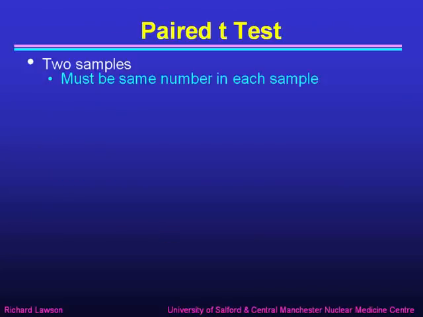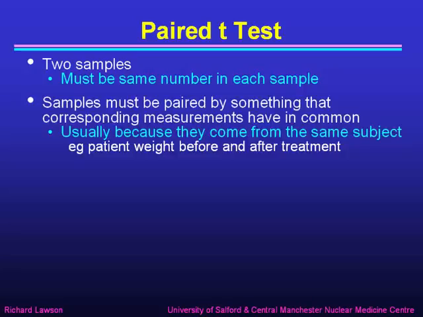So the paired t-test or matched t-test requires two samples, and inevitably there must be the same number in each sample because they're paired, as we'll see in a moment. They must be paired by something that corresponding measurements have in common. Usually this is because they come from the same subject. In medicine, very often because they come from the same patient.